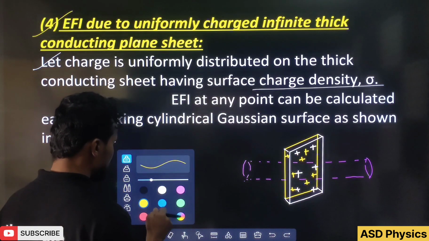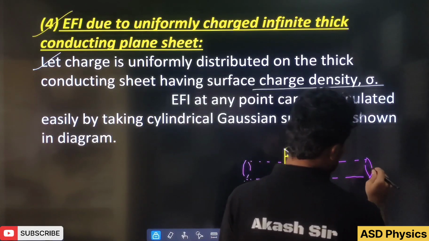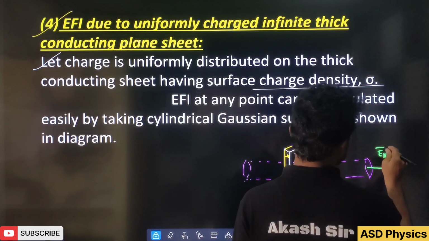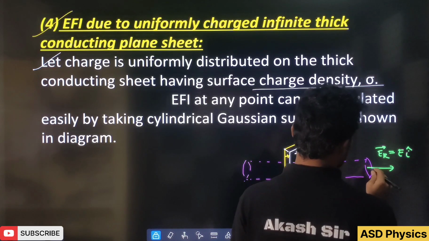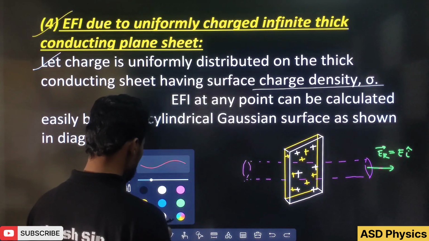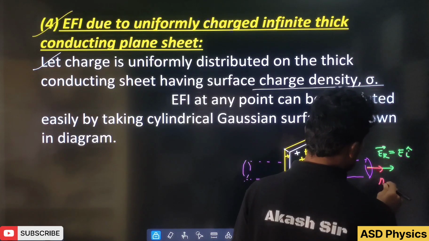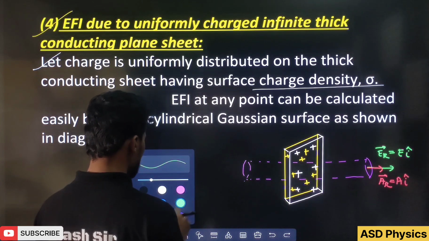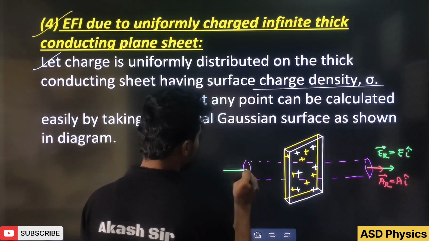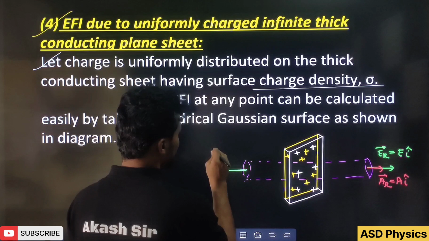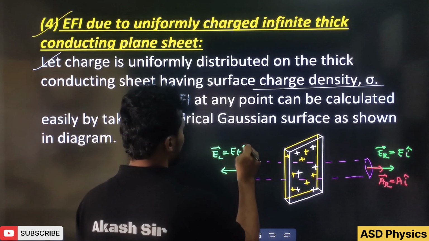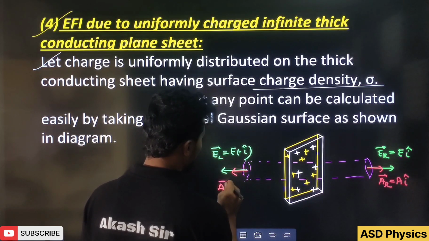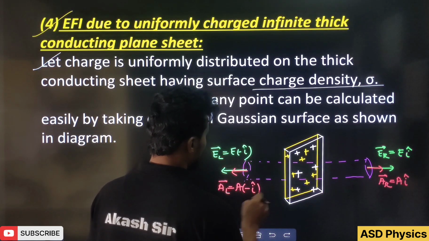So what will happen, students? If I draw the electric field due to positive charge, in which direction? This direction. The electric field is E only, but in vector form I will write E R equal to E i cap. And the area vector in which direction? Again outward only, this one here. A R equal to A into i cap. Now if I talk about the left side, here also the electric field is in which direction? Away. Standard form E L is equal to E into minus i cap. Area vector in which direction? Again closed surface, so outward. So A L is equal to A into minus i cap.